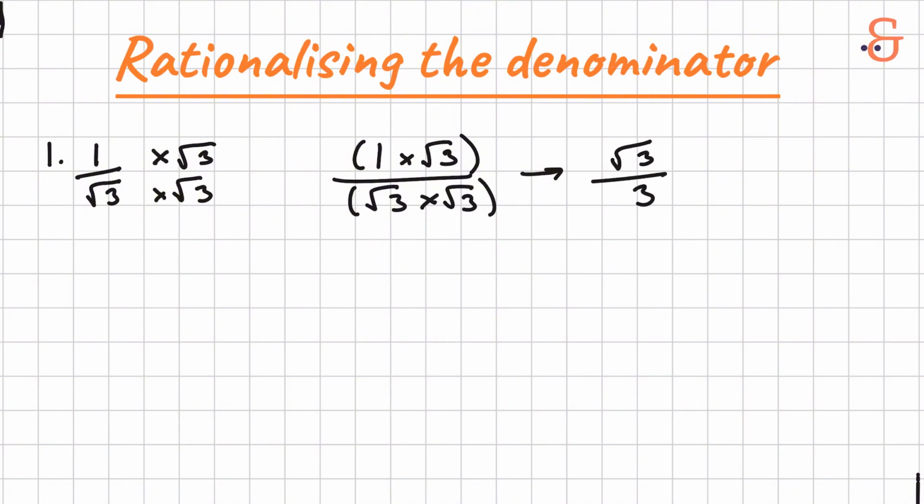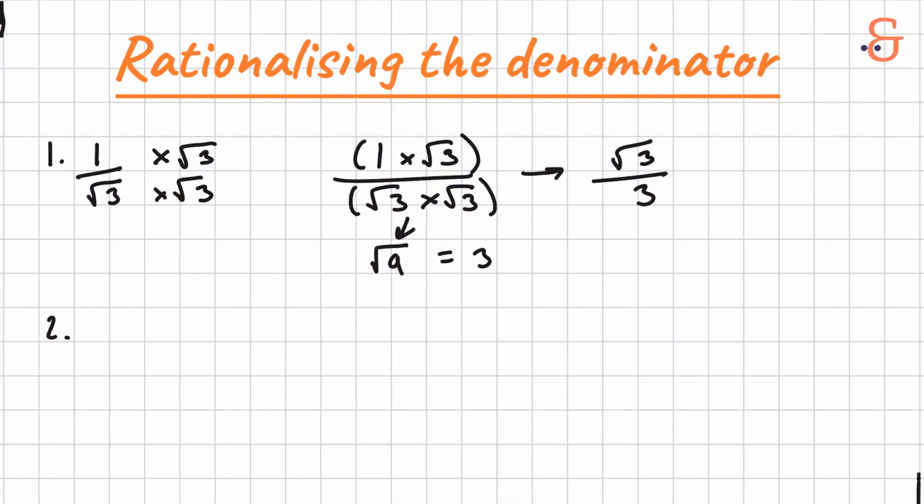Also, the reason we get 3 at the bottom is if you do root 3 times root 3, you'll end up with root 9. And that can simplify to 3 as 9 is a square number, so it will just simplify. Okay, so now I've got a quick test for you.